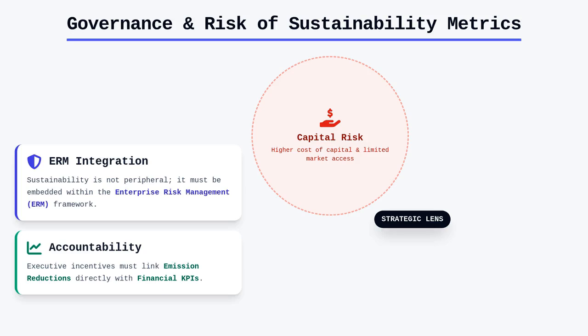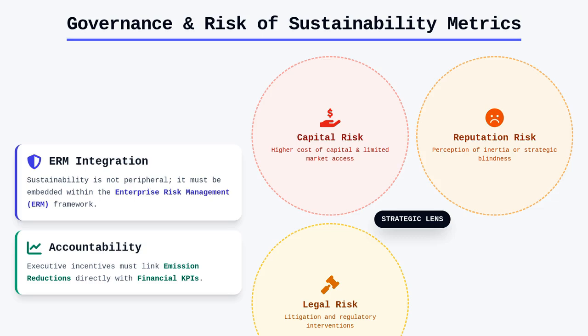Maintaining market access requires transparency, as financiers and credit rating agencies increasingly incorporate transition plan maturity into their assessment of creditworthiness and default risk. Furthermore, there is a significant reputational risk associated with the perception of inertia, where stakeholders may interpret a lack of a clear, actionable path to net zero as a sign of management incompetence or strategic blindness.